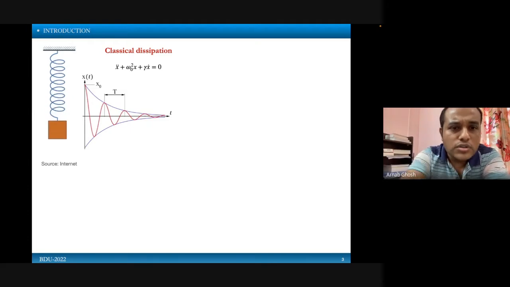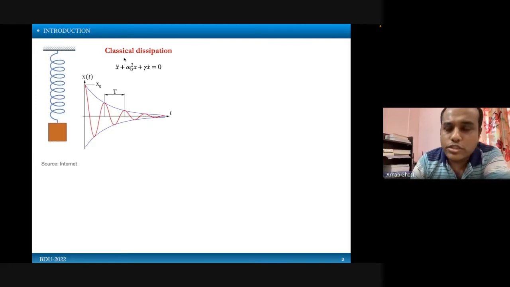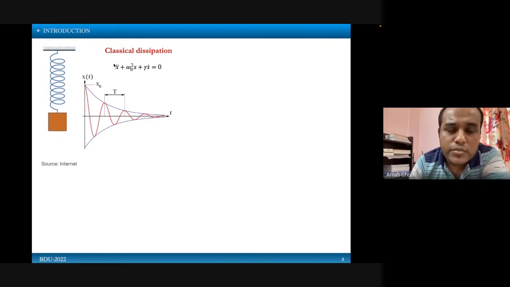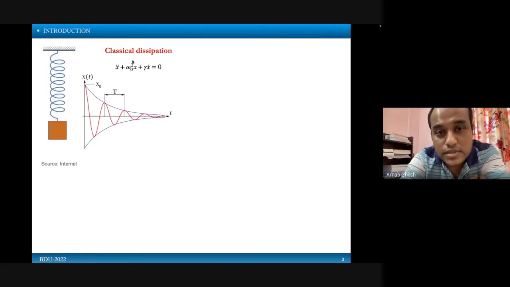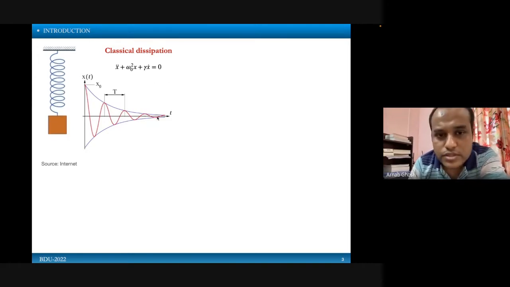Now, as you all know, the simplest classical dissipative system is the damped harmonic oscillator. This is the equation of the free harmonic oscillator, x double dot plus omega 0 square x. In most classical systems, the dissipation is introduced in a phenomenological way into the equations. Then the equation becomes this, and you know the solution: a damped harmonic oscillator, which shows these characteristics.